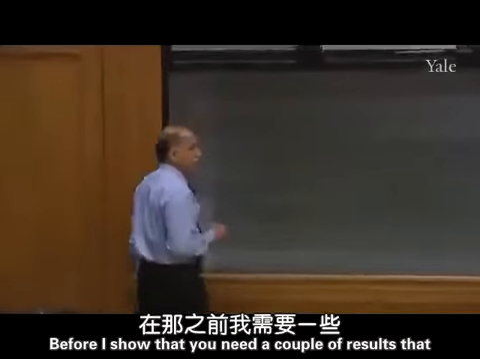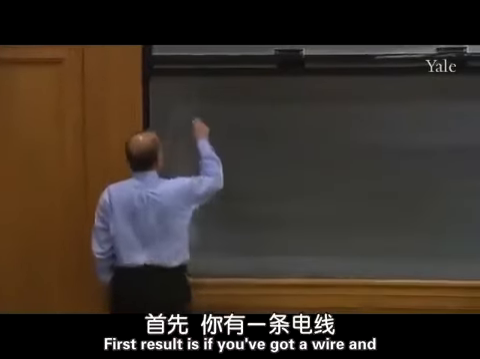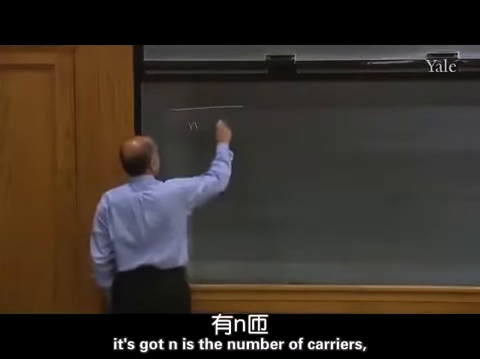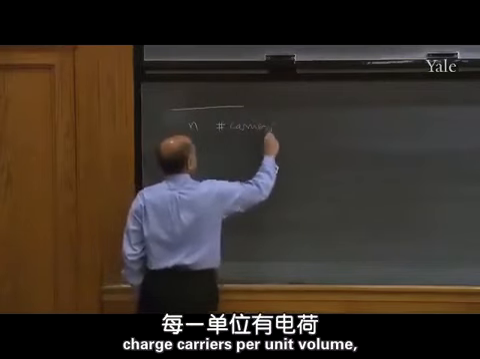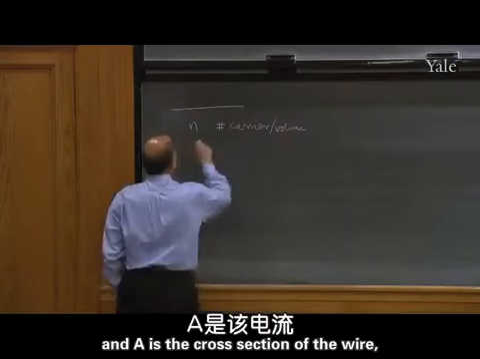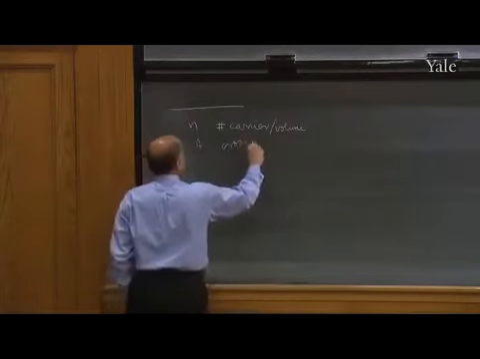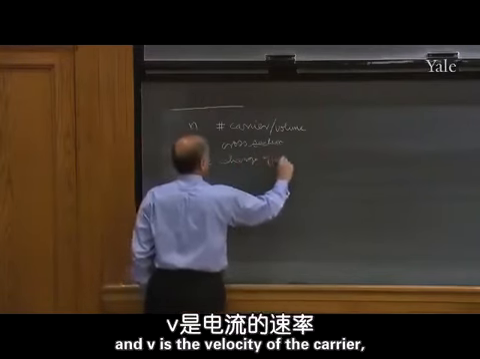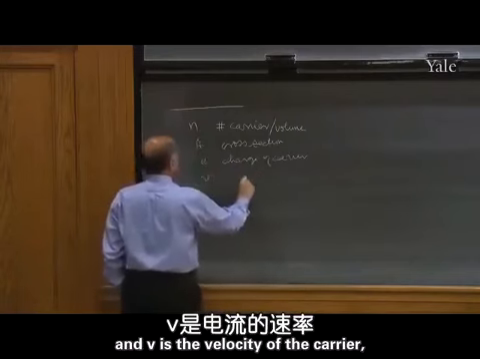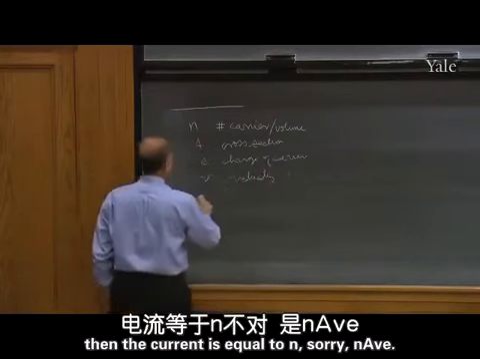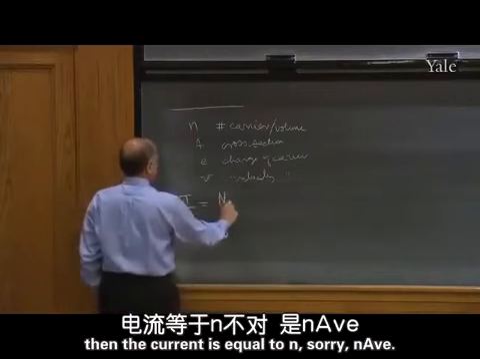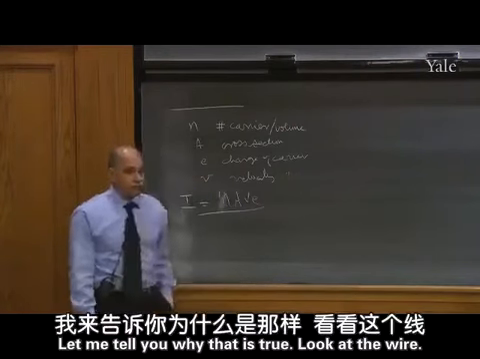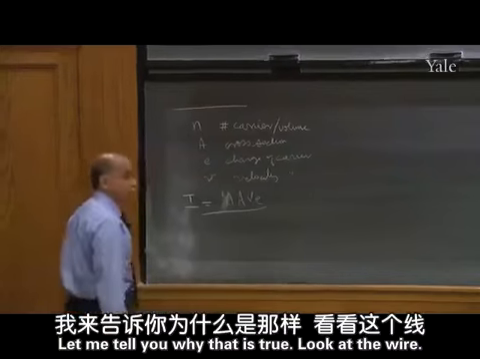Before I show that, you need a couple of results that you may not remember all the time. First result is, if you've got a wire, and n is the number of charge carriers per unit volume, and A is the cross section of the wire, and e is the charge of the carrier, and v is the velocity of the carrier, then the current is equal to n A v e. Let me tell you why that's true.